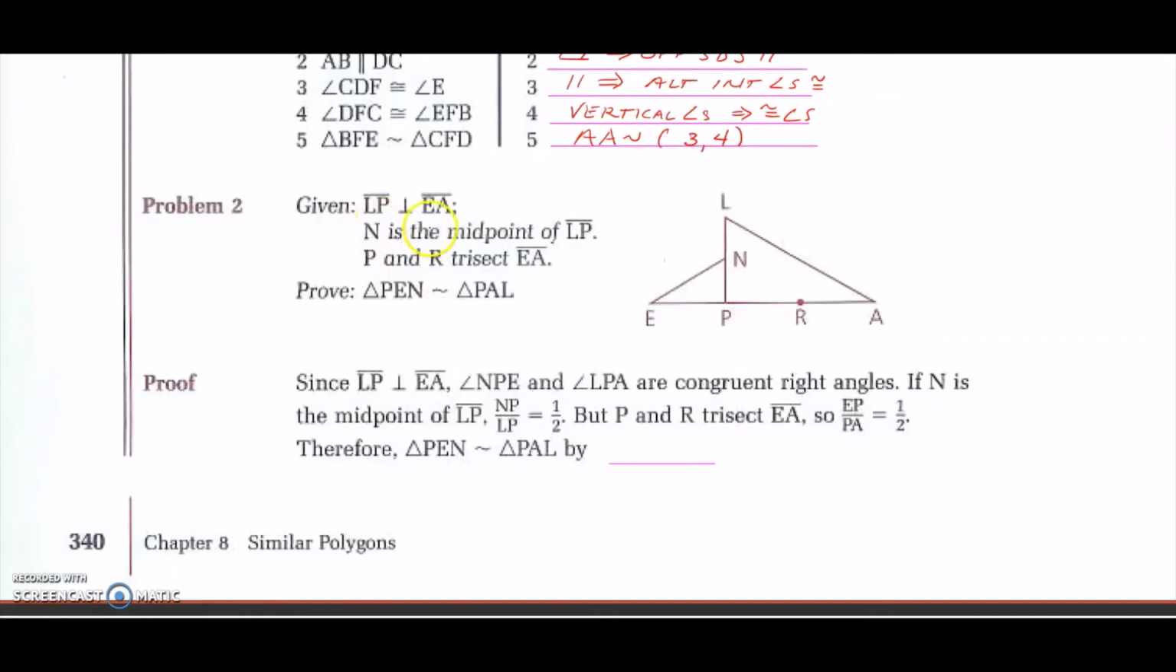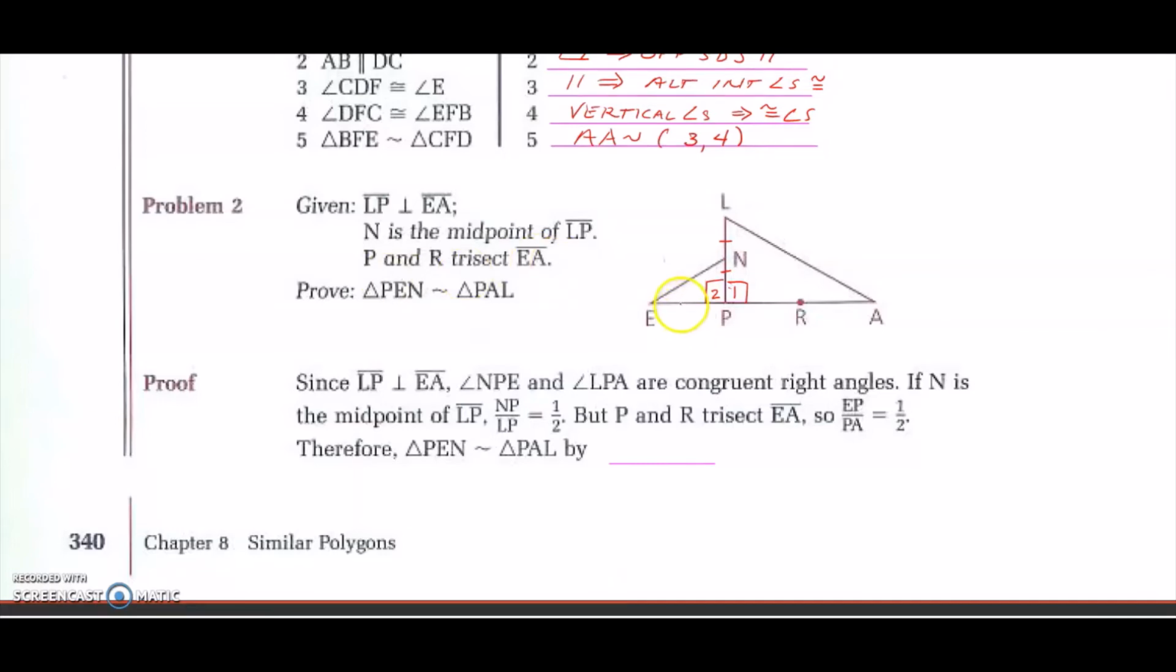In this example, LP is perpendicular to EA. That would make angle 1 a right angle and angle 2 a right angle. If 2 angles are right angles, then they are congruent. N is the midpoint of LP. So that makes those 2 sides congruent.